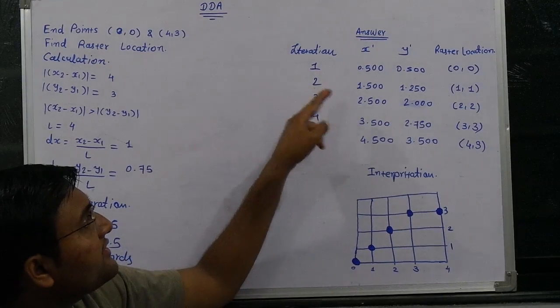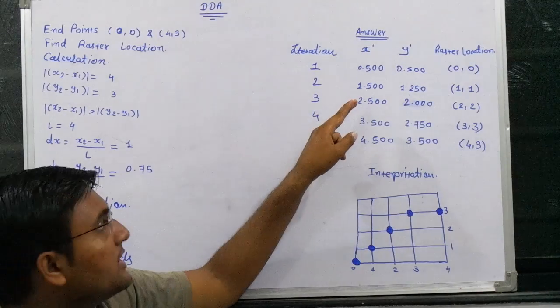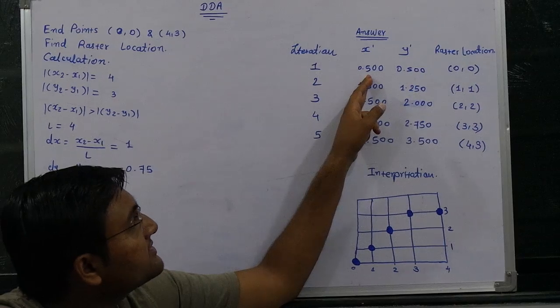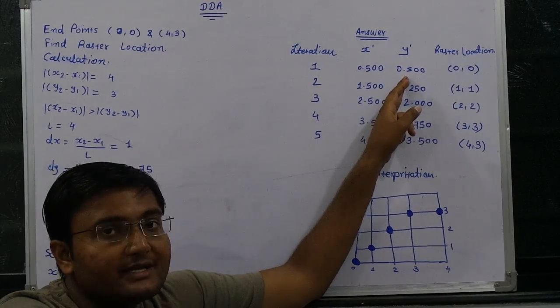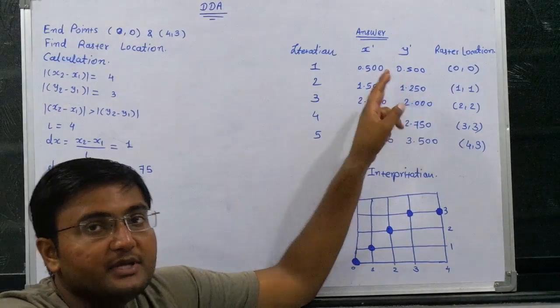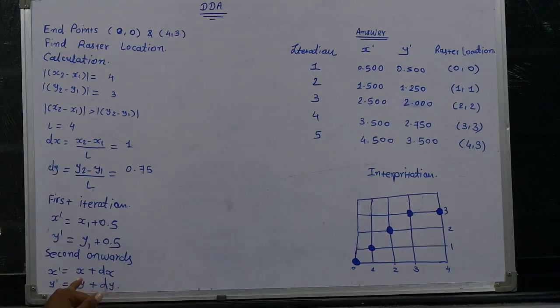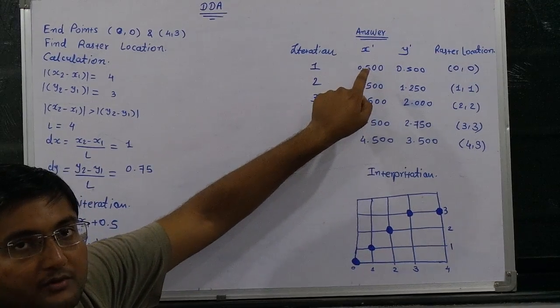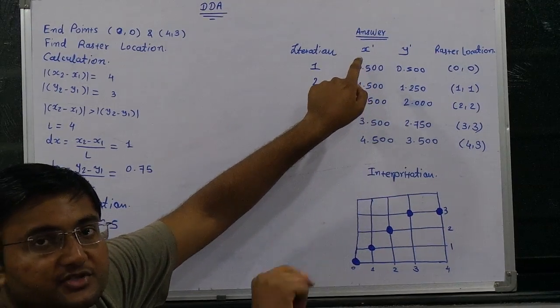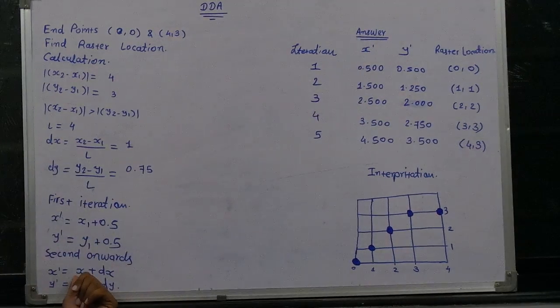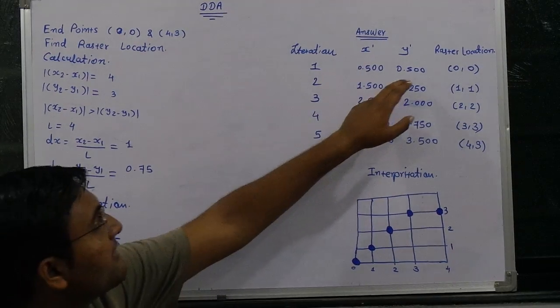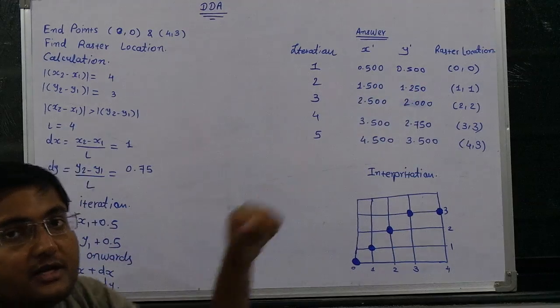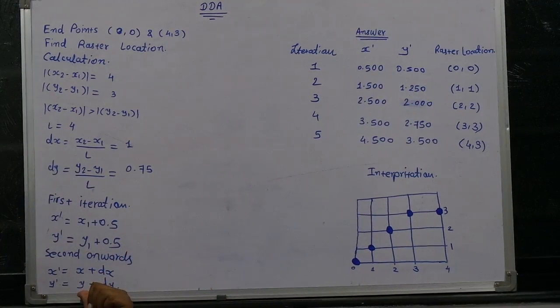The second iteration onwards, the x value will be taken as this one and the y value will be taken as this one, and there will be x plus dx and y plus dy. So what are x and y here? The x and y values are the iteration 1 values. Whatever the value of x dash in iteration 1, that will be considered here as x, and whatever the value of y dash in iteration 1, that will be considered as y here.